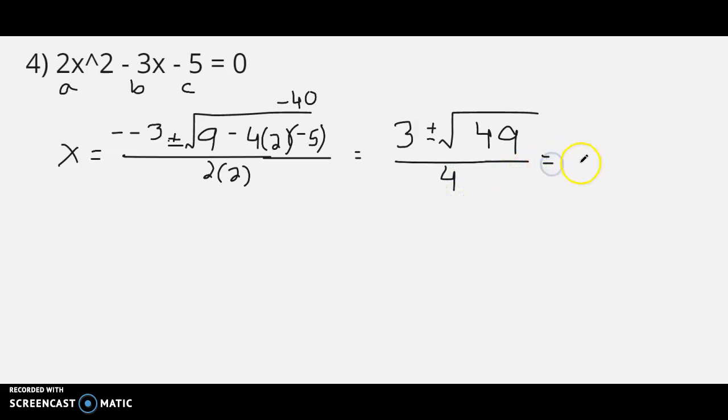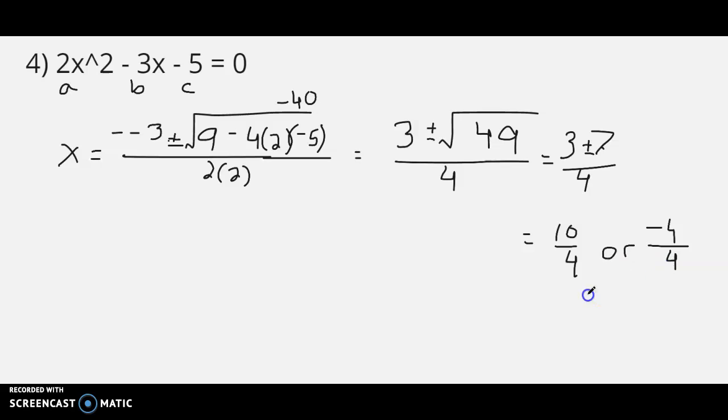Now we got more simplifying here. We actually can figure out the square root of 49, unlike the other problems. 3 plus or minus the square root of 49, which is 7, all over 4. Let's keep going. 3 plus 7 is 10, so we got 10 over 4. Or we have 3 minus 7, which is negative 4, negative 4 over 4.